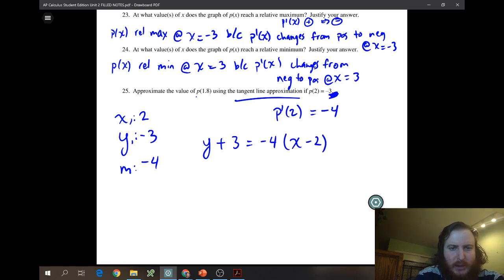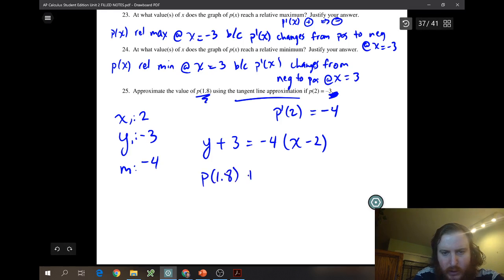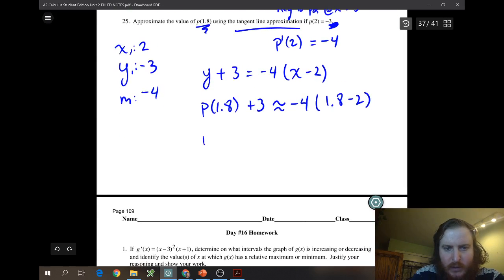Now we want to approximate p of 1.8. So we're going to change y to p of 1.8 plus 3, change the equals to approximately, and change x to be 1.8 minus 2. That's going to give us p of 1.8 plus 3 is approximately negative 4 times negative 0.2.